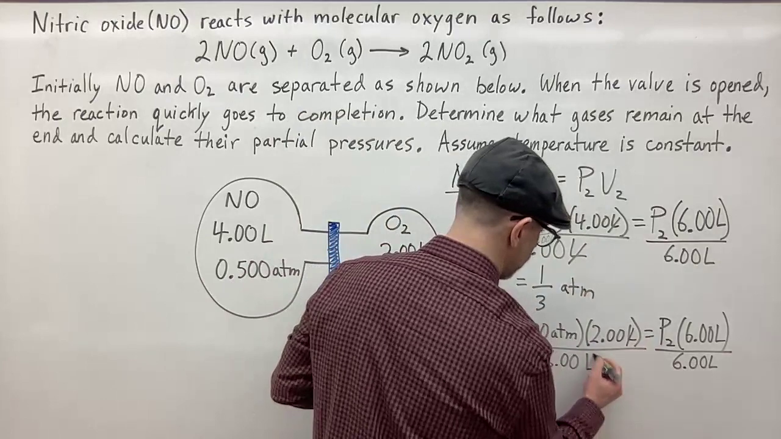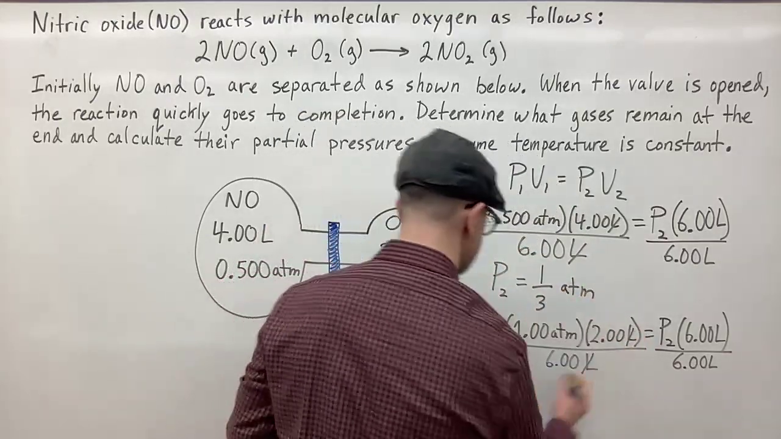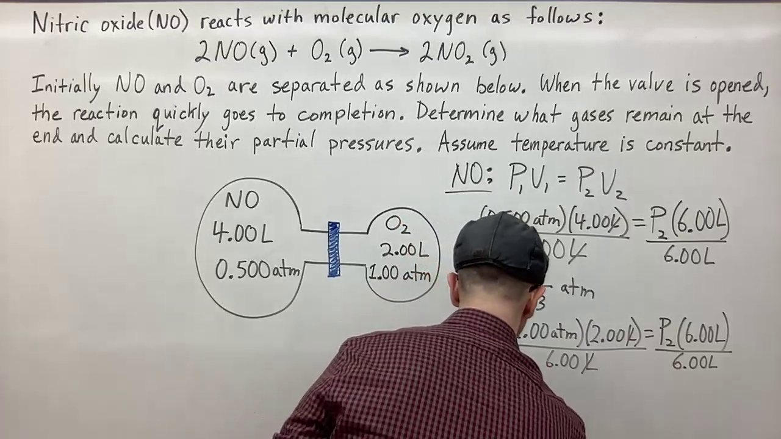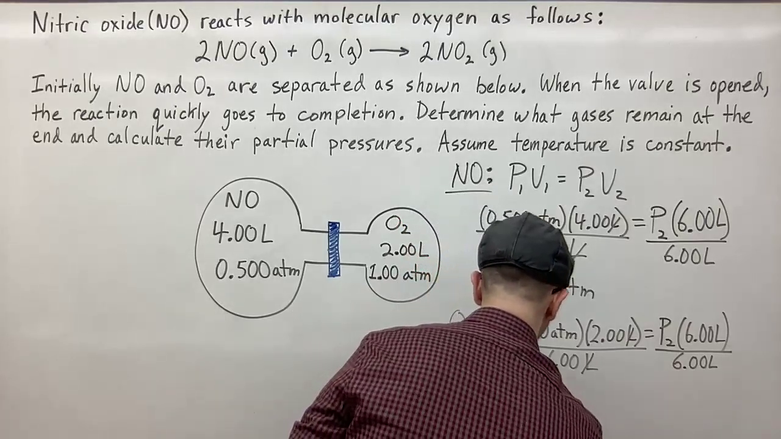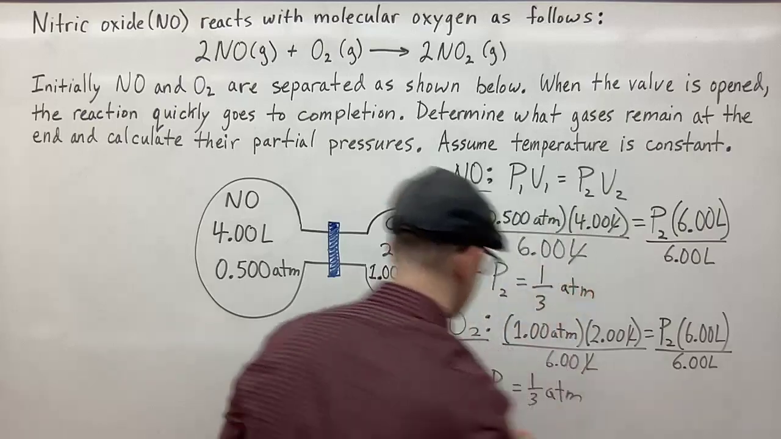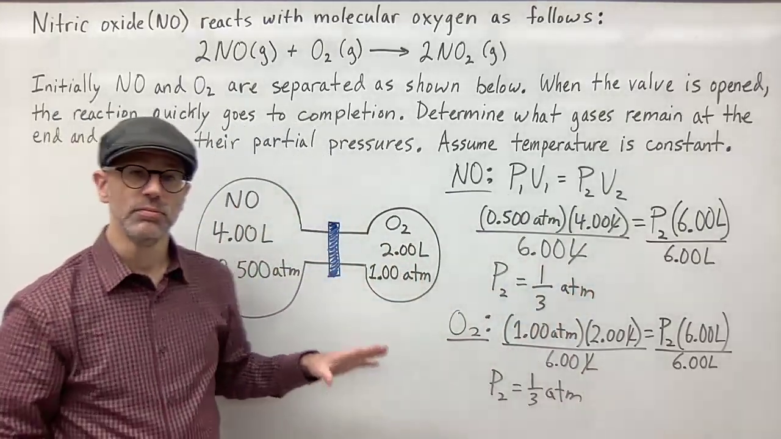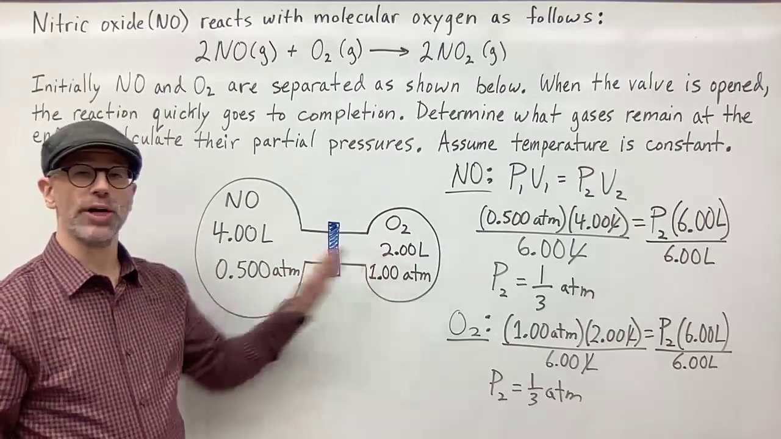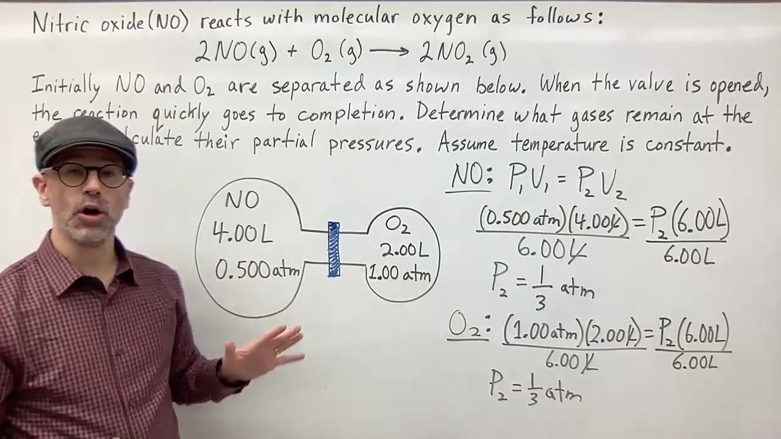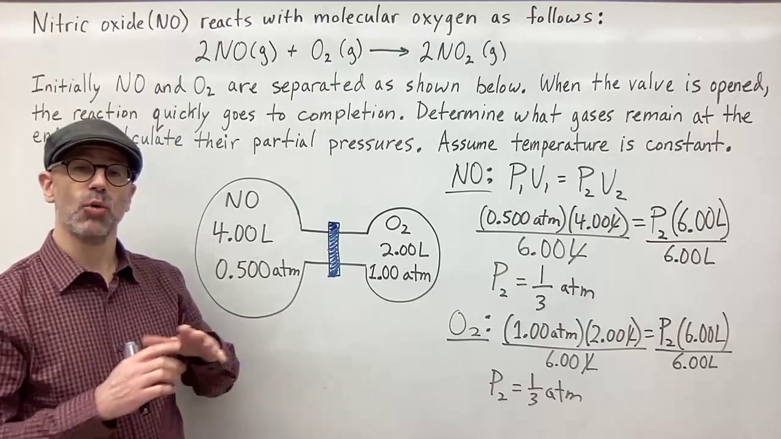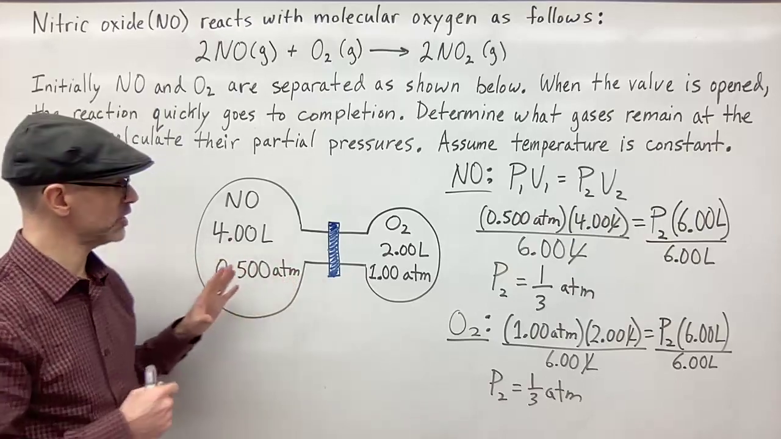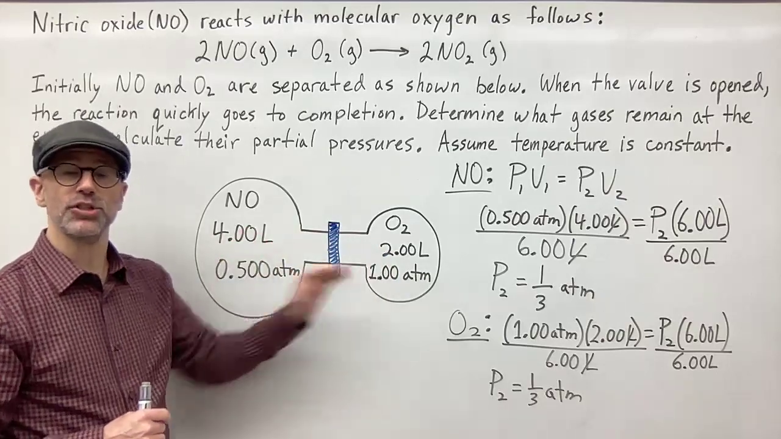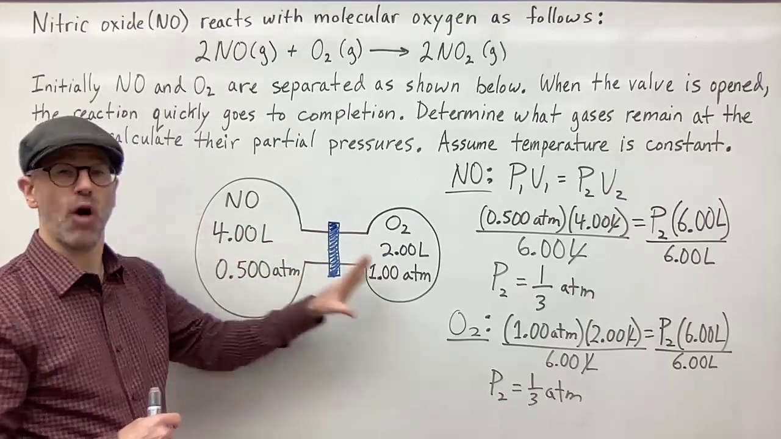Liters are going to cancel out. And then when we calculate this out, again, the partial pressure P2 is going to be equal to 1/3 atmospheres. So now we know what the pressure is for each of these before it reacts. So we're assuming nothing's reacted at this point. We're just equalizing, or finding out what the new pressures are going to be under the new volume.